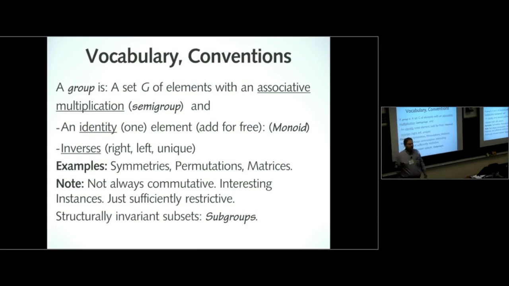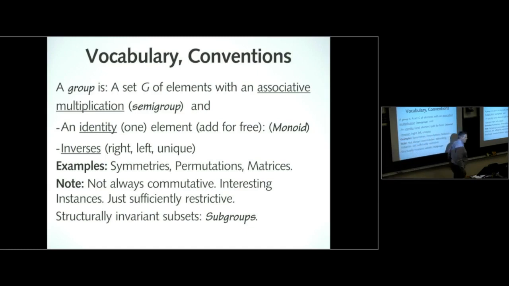It turns out in a group, inverses are unique. It's left inverse, right inverse, and they are the same. Examples you all will have seen: symmetries of objects, permutations, invertible matrices under multiplication. Groups are not always commutative, and why do I care about groups?